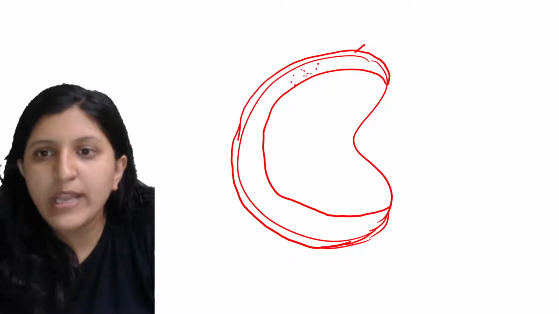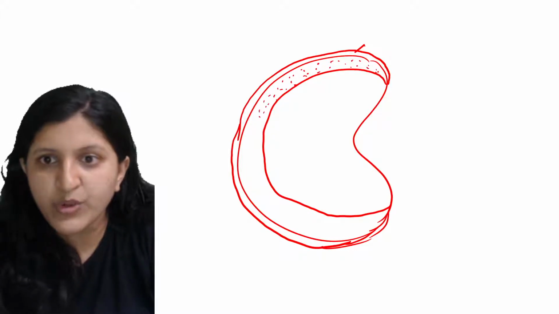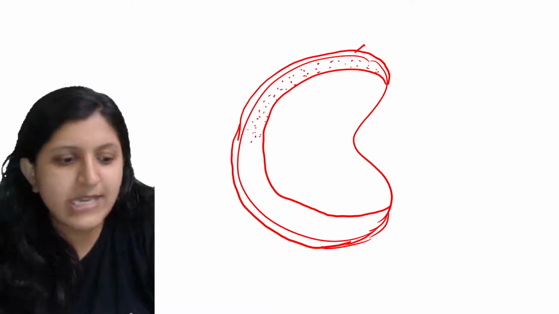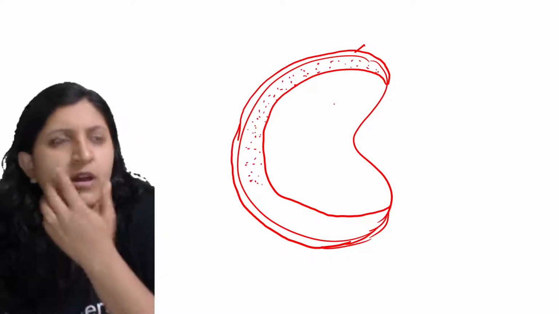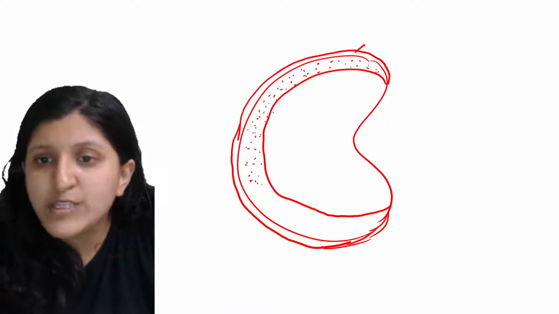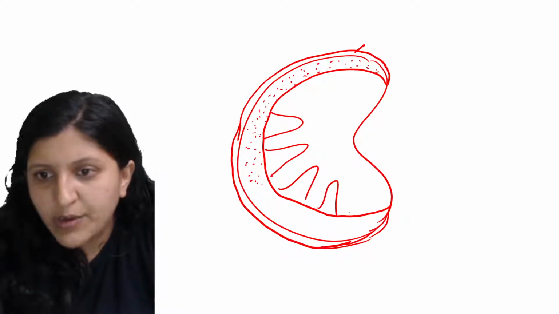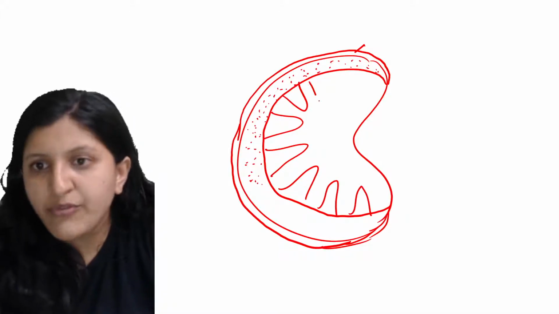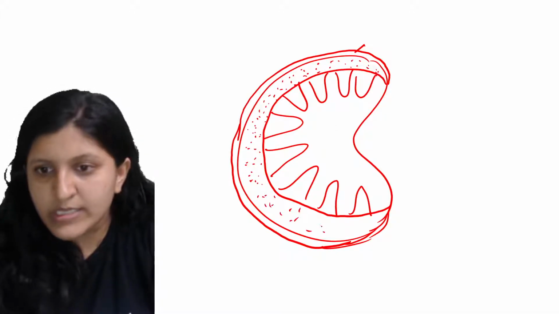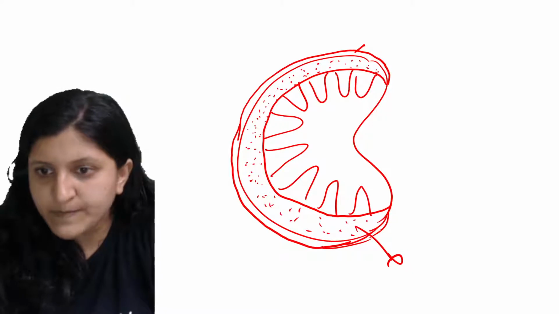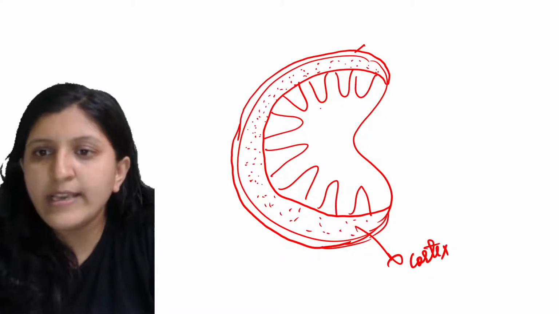Now this one is the cortex region, in which you can just draw dots inside. Those are basically PCT, DCT, and the other one, Henle's loop. So Henle's loop you can see arranged over here. This one is actually the renal pyramid, which you can find in the medulla region. Now this dotted appearance, what is this? This is the cortex region. So this is the renal cortex, this one is the renal medulla.